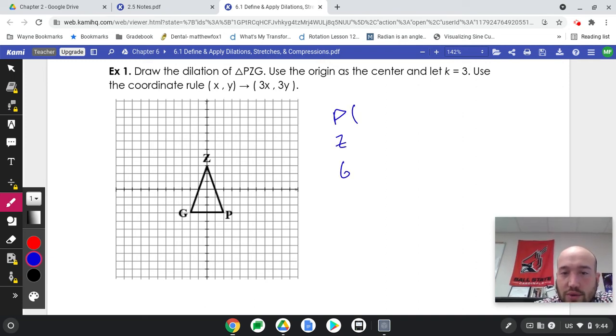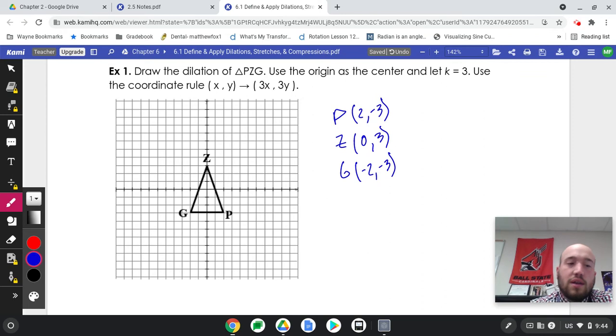Okay, so P is right 2 and down 3. Z is right 0, or left and right 0, up 3. And finally, G is left 2 and down 3. Okay, now, P, Z, and G. We need to find what P prime, Z prime, and G prime are.